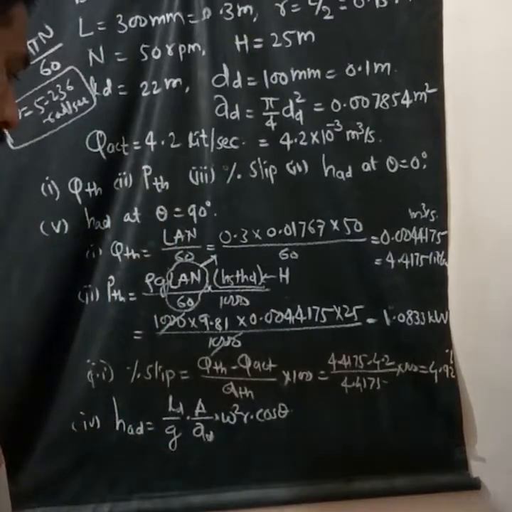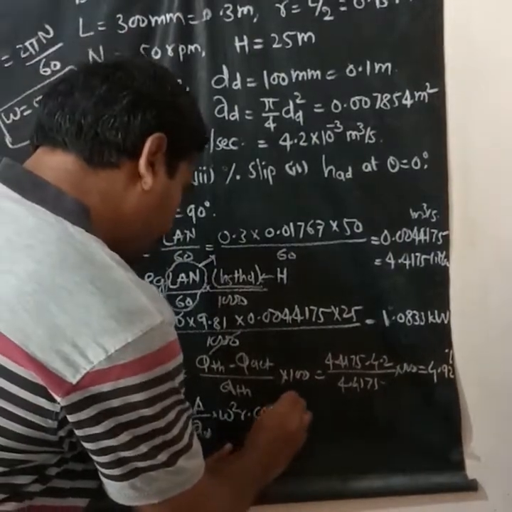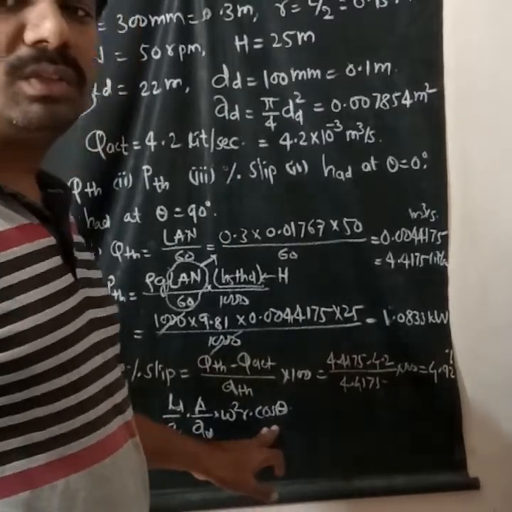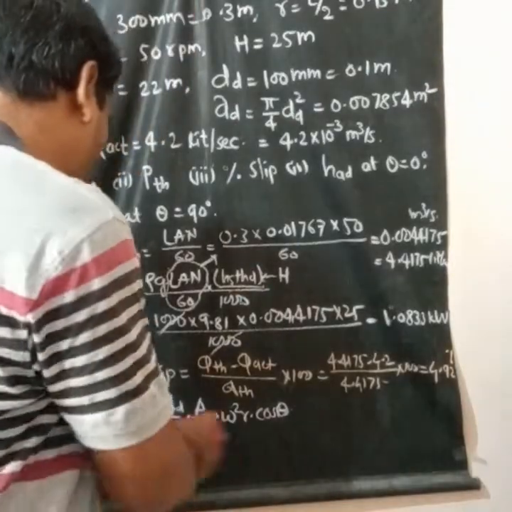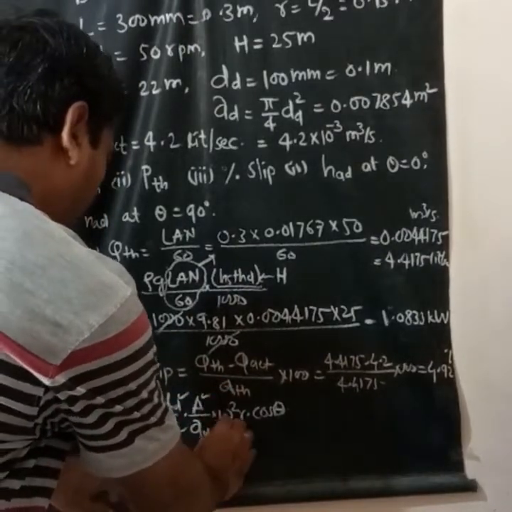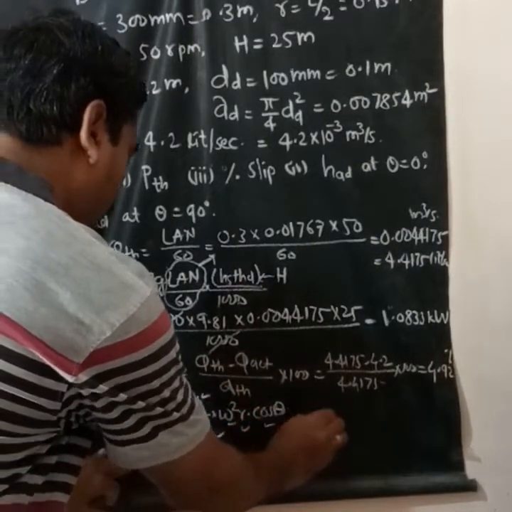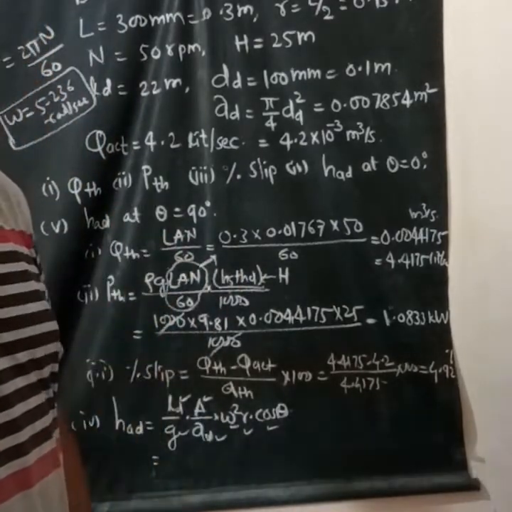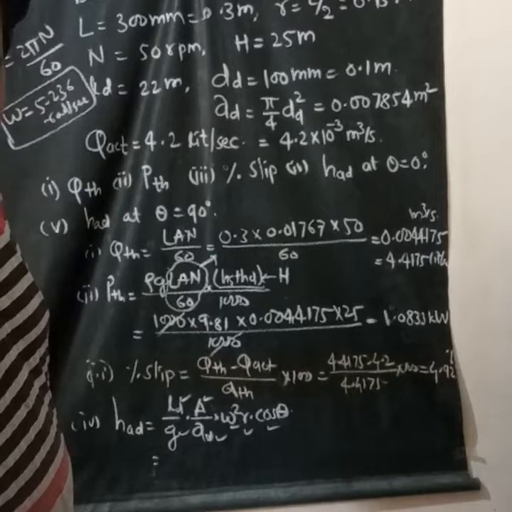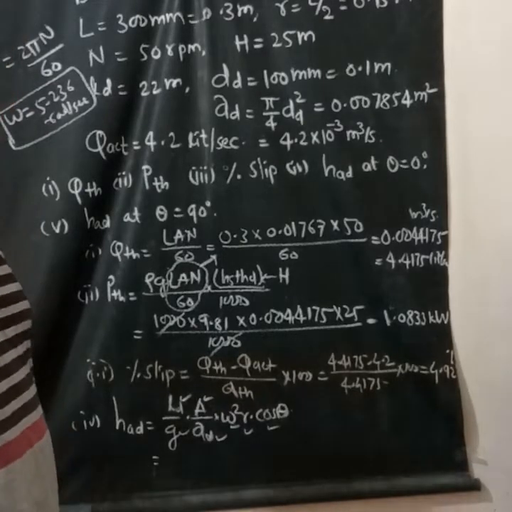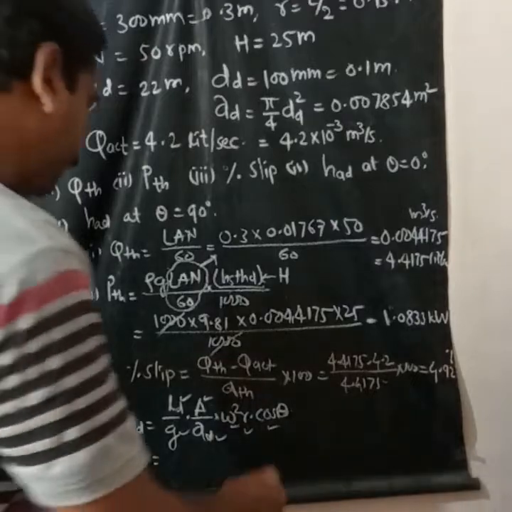So, putting in the values: at the beginning, when theta equals 0, cos 0 equals 1. So put the values of LD, g, A, AD, and omega square r, with cos theta equal to 1. We will get the value of HAD, and that value is obtained as 20.75.